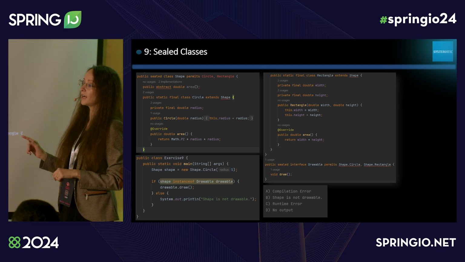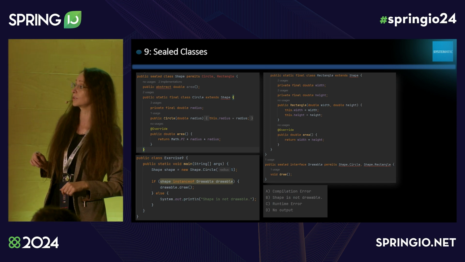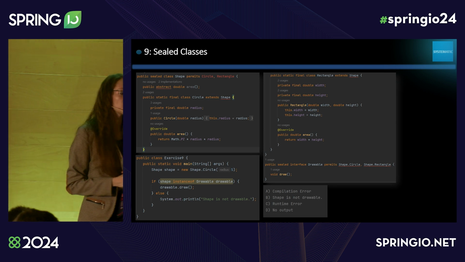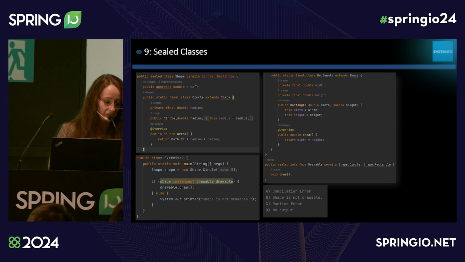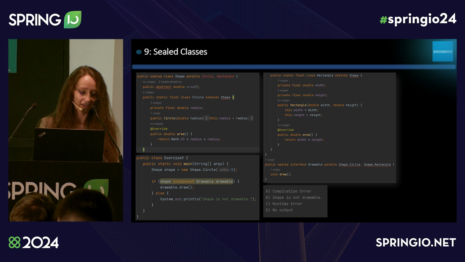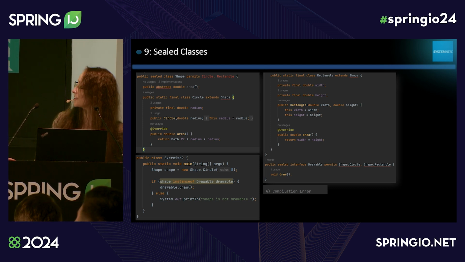And in main, we have a shape instance, and we are trying to create a circle instance, sorry, and we are trying to see if it is an instance of Drawable. So what do you think we will get in this specific case? And you already submitted the answers. That was too fast. And most of you actually spotted correctly that we will get a compilation error.